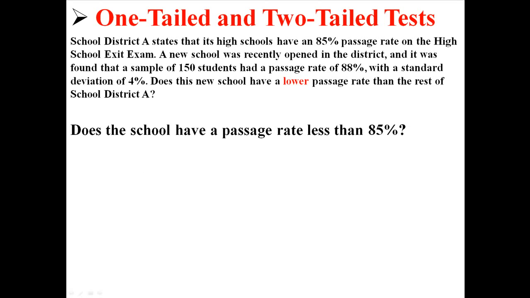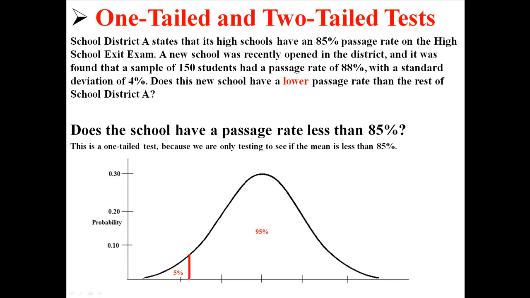And also we could ask, if it's lower, does the school have a passage rate that is less than 85%? This is a one-tailed test because we're only testing to see if the mean is less than 85%. So it would look just like that with the alpha on the bottom, below the expected 85%.